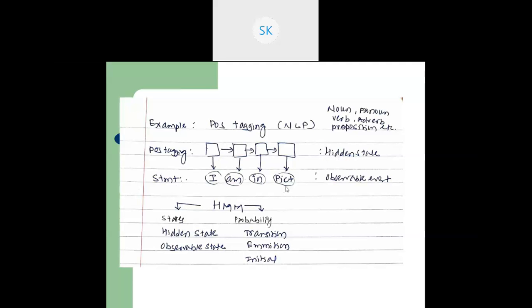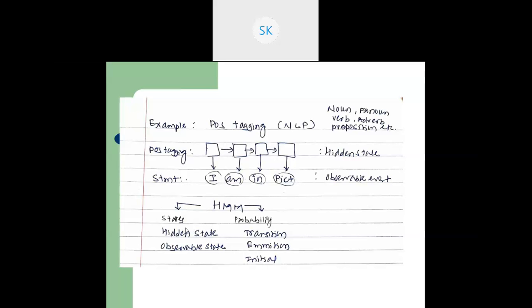And take the statement "I am in PICT". We have tokenized it word-wise: I, am, in, PICT. These are our observable events. From these observable words we are finding the hidden states, which are the POS tags of each word. So I think we now have a better understanding of the examples we have discussed for the hidden Markov model.